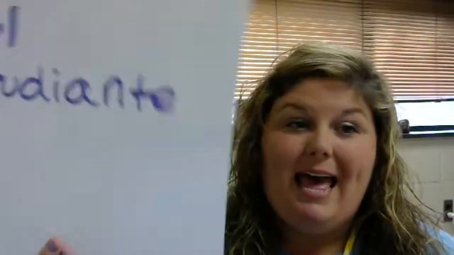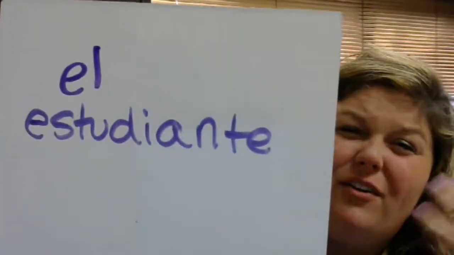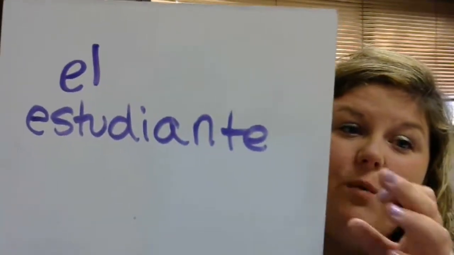Now, there are also some nouns that can be masculine or feminine. And the only way you can tell which it is is by the word the used with it. So, let's take a look at the word estudiante, which is student. Estudiante is student in Spanish. So, the male student, if we wanted to say the male student, we would just put el in front of it.